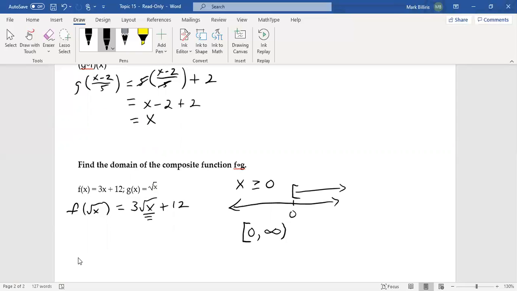So the domain is all the values of x greater than or equal to 0. So we have bracket, 0, comma, infinity, parentheses.